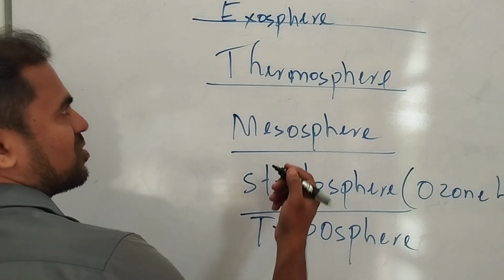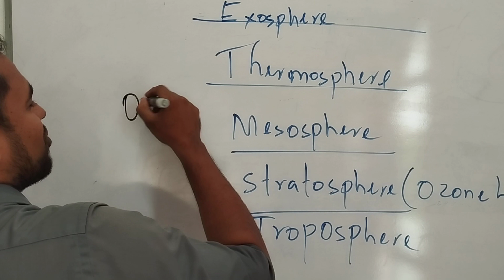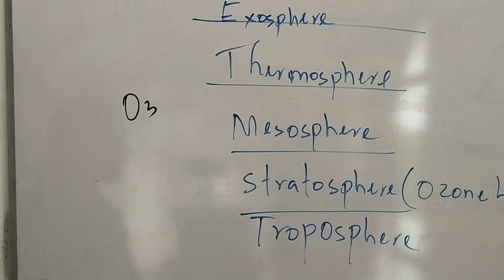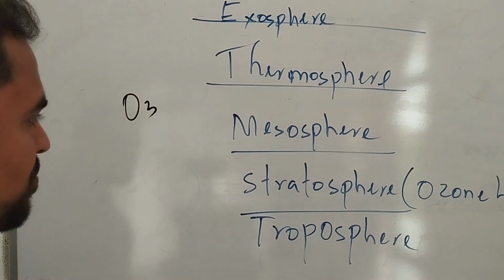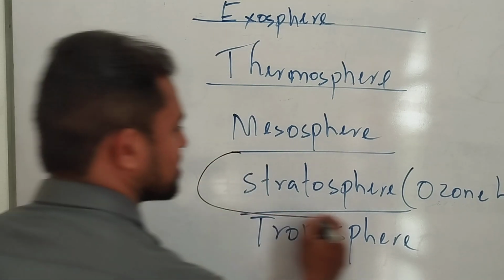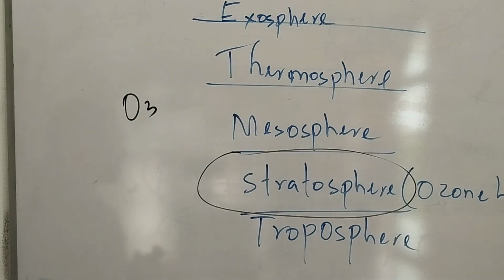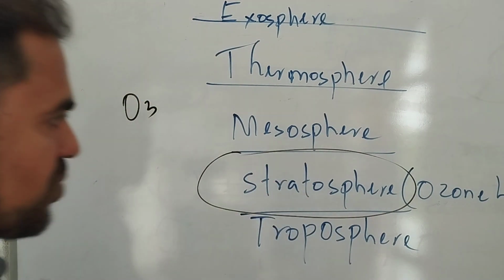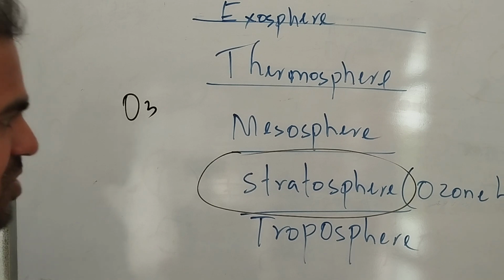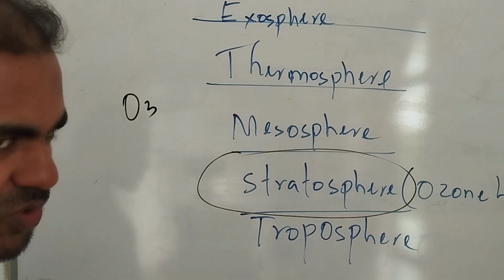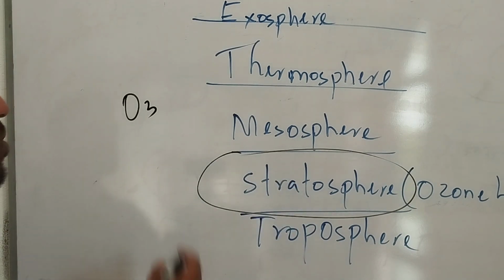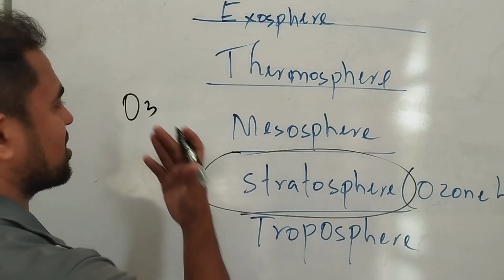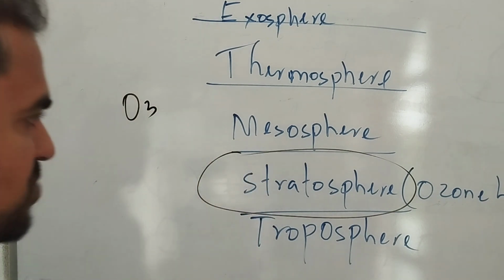Ozone is a molecule, I have already explained to you. Ozone is a molecule containing 3 oxygen atoms, and ozone is present in the stratosphere, the second layer of the atmosphere. So now you have understood what is ozone. Ozone is a gas, a gaseous molecule which contains 3 oxygen atoms.